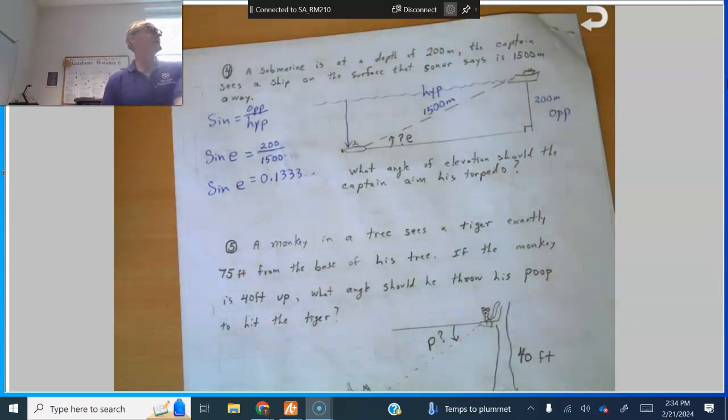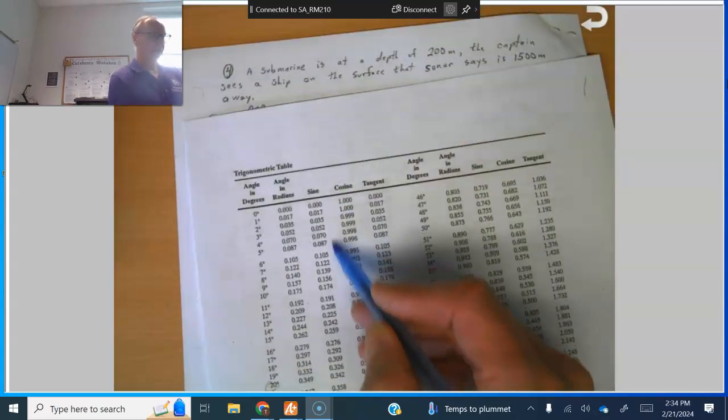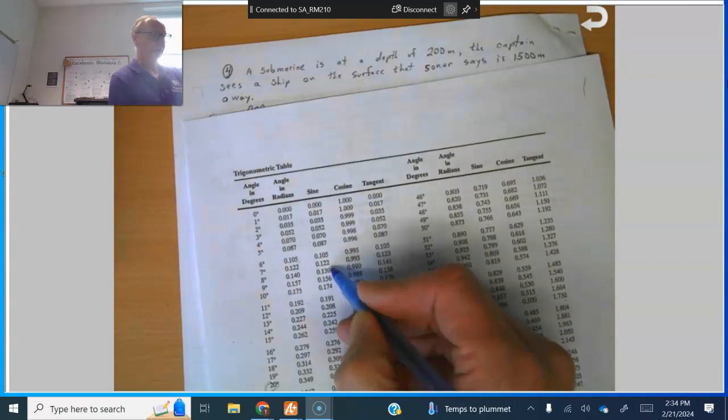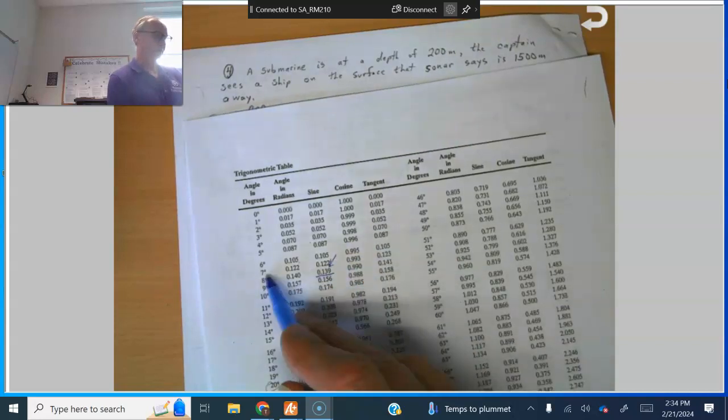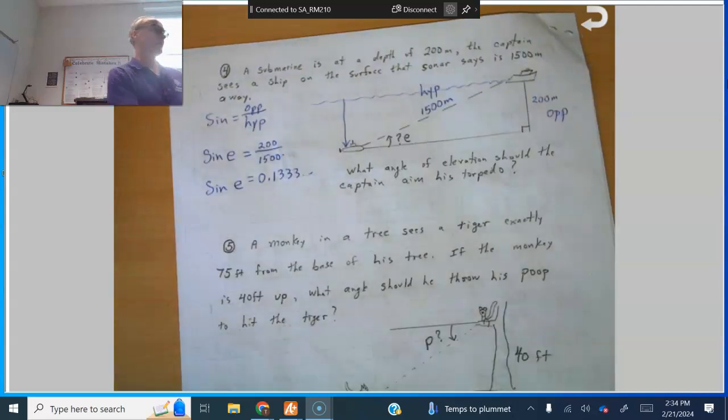It actually happens to be a little closer to 8. If you look at the numbers, you can tell. We're looking under sine, and we're looking up 0.1333. It looks like this is the closest one, but it's actually in between these. So it's between 7 and 8 degrees, about 7.6, 7.5.